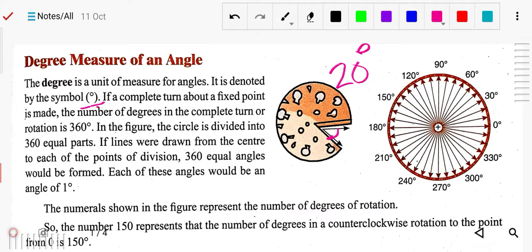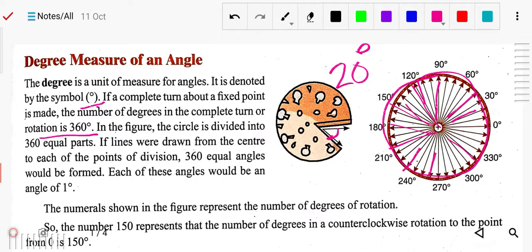If a complete turn about a fixed point is made, the number of degrees in a complete turn or rotation is 360. A circle is a complete rotation, from here to here. The angle formed there will be 360. You can see these spokes. These lines divide this complete 360 degree angle into equal parts.